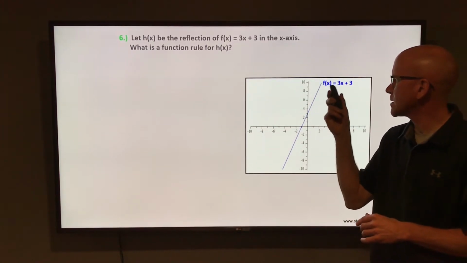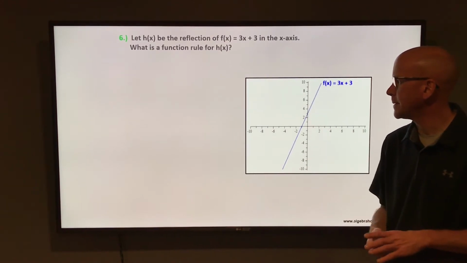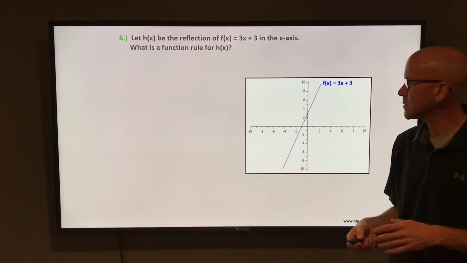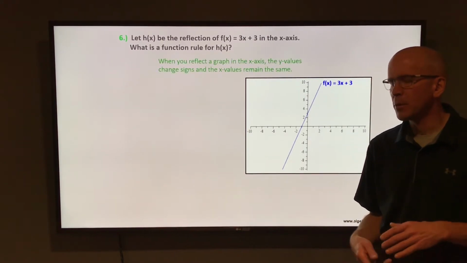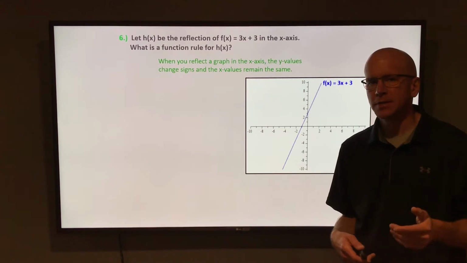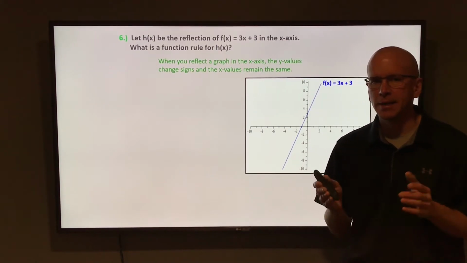So here's your f(x) = 3x + 3. It's a blue graph. You can see the y-intercept is 3, the slope is 3. That is the graph of f(x) = 3x + 3. You might think of that as y = 3x + 3. Remember, when you make a reflection across the x-axis, the value of y changes. The sign of y changes.